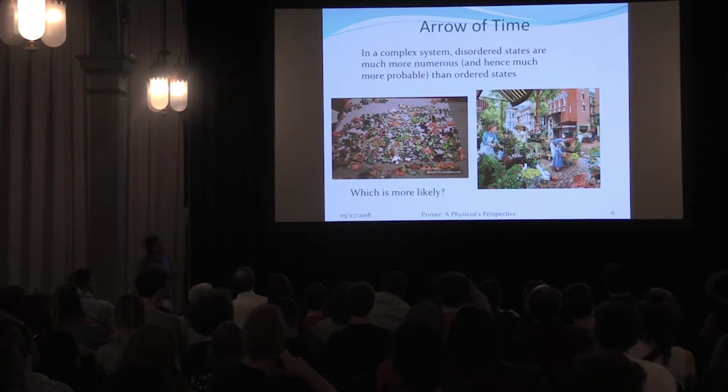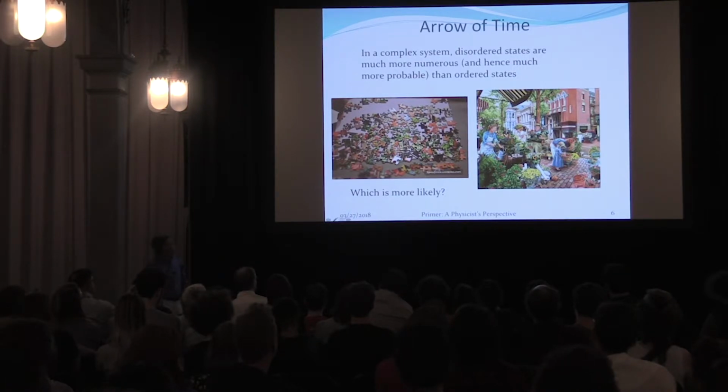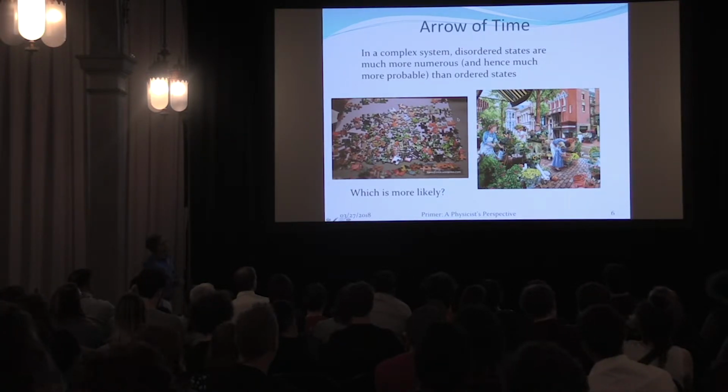So the arrow of time. You take a jigsaw puzzle, and here I have two pictures. They're supposed to be the same jigsaw puzzle, just two arrangements of the pieces. Obviously this one is disordered, and this one is ordered. Then I can ask the question, which of these is more likely? If I just randomly throw down the pieces, which arrangement is more likely, the one on the left or the one on the right?